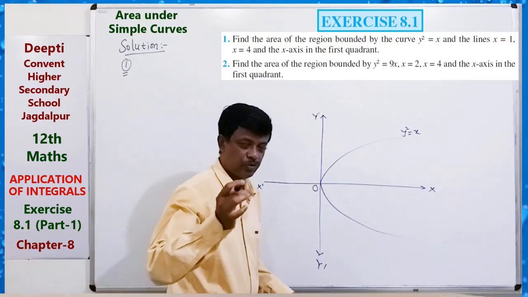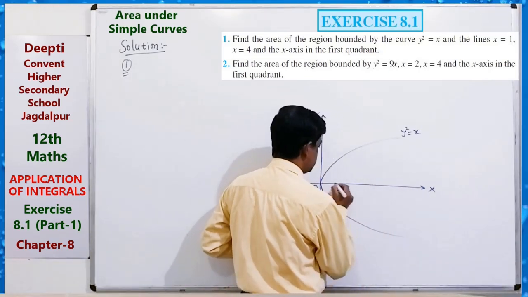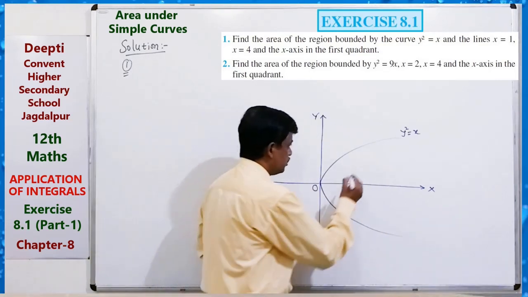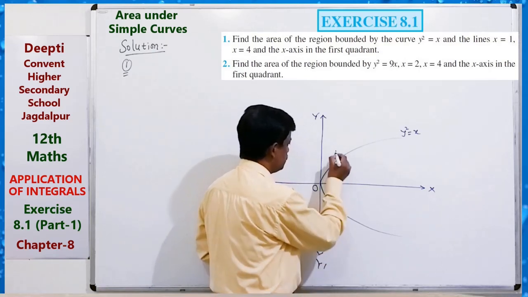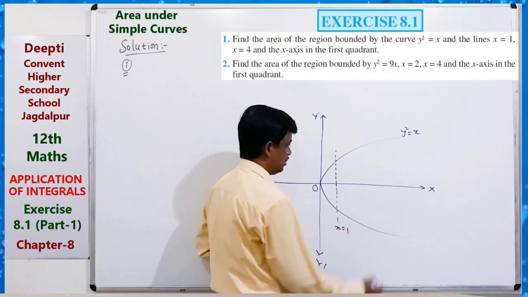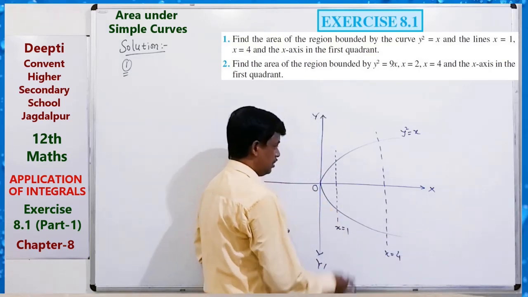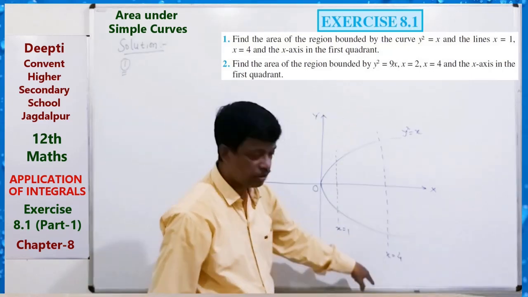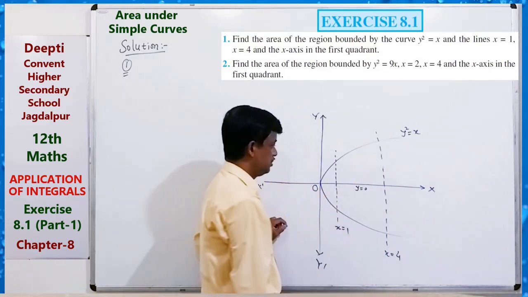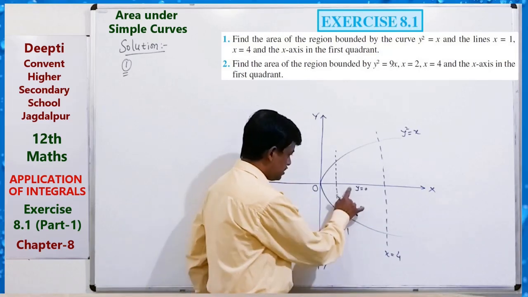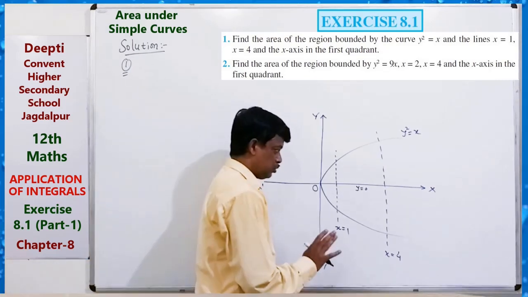Okay. Now x equals to 1, x equals to 4, and x axis. This is x axis. Clear? So suppose x equals to 1 is here. So this is line x equals to 1. And this is line x equals to 4. And this is curve y square equals to x. And this is x axis. X axis means y equals to 0. So this, and this. Clear? So here the curve is also here.